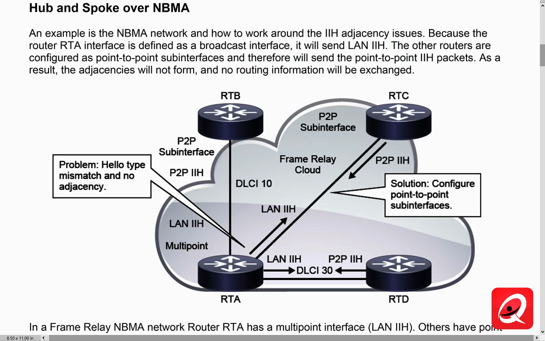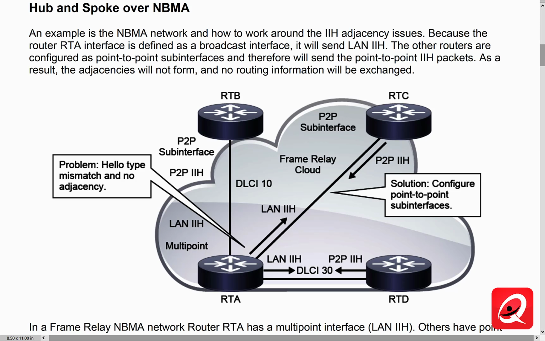But obviously this is going to be an issue because router A is defined as broadcast. It's sending out the LAN hellos. The other routers are sending out the point-to-point hellos. And because of this, adjacencies are not going to form. No routing information is going to be exchanged between those devices. So in a frame relay NBMA network, router A has a multipoint interface. The other ones have point-to-point. The solution would be to simply configure point-to-point sub-interfaces on router A, separate router B, router C, and router D into their own broadcast domains, and just do 3 point-to-point networks.